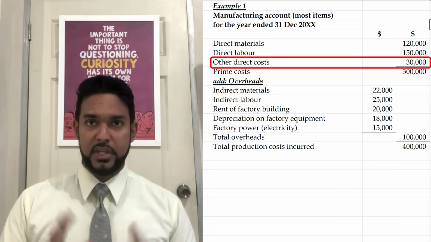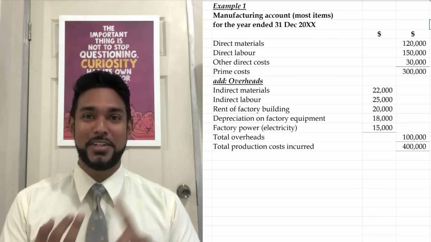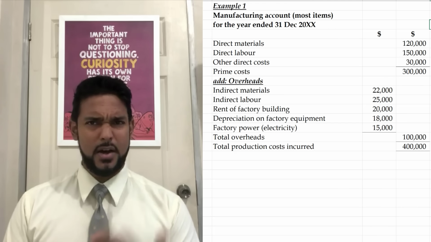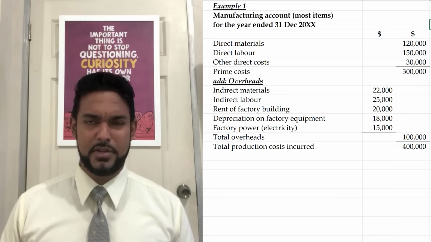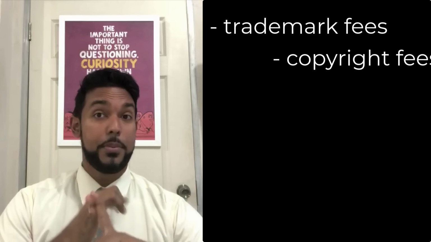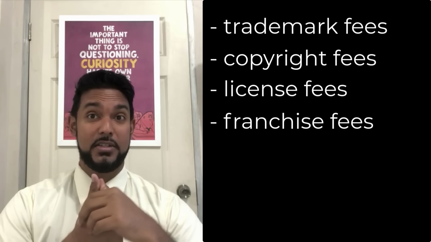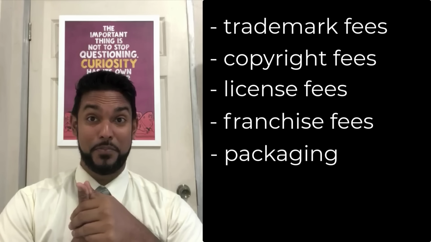So I'm hoping we are okay with the materials and the labor because those things can literally be seen on the finished product. Other direct costs, what are some examples of other direct costs? Well, I can tell you off the bat, we have things like trademark fees, copyright fees, license fees, franchise fees in some cases, and as I've come to learn recently, packaging, right?